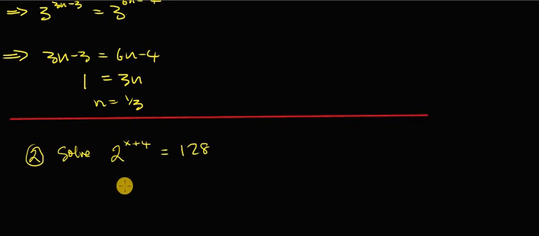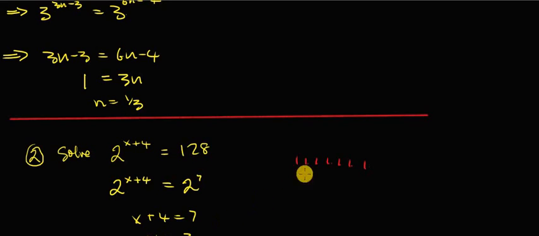Now, solve this one. 2 to the power of x plus 4 is equal to 128. I want to convert this into a 2 to the power of if I can. And I happen to know that 128 is 2 to the power of 7: 2, 4, 8, 16, 32, 64, 128. So 2 to the power of 1, 2, 3, 4, 5, 6, 7. Okay, I normally do that on my fingers. So I'm going to get 2 to the power of x plus 4 is equal to 2 to the power of 7. So x plus 4 is equal to 7, so x is equal to 3.